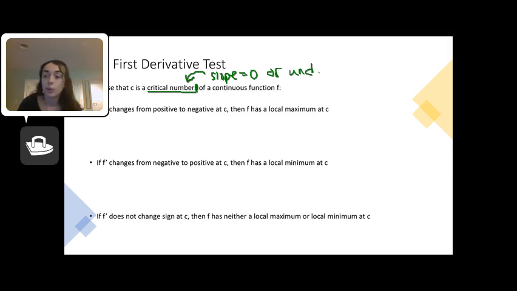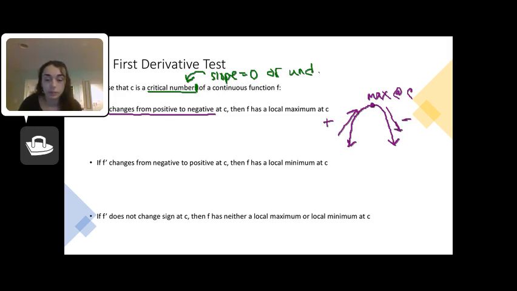Okay, so if f prime, the slope, changes from positive to negative at c, then f has a local maximum at c. So I'm going to draw a little picture to demonstrate what this means. I'm going to draw a little function where the slope is positive, hits 0 at our critical point, and then goes to negative. It's pretty obvious after you draw this diagram that this is going to be a maximum value at c. We're going from a positive slope to a negative slope.